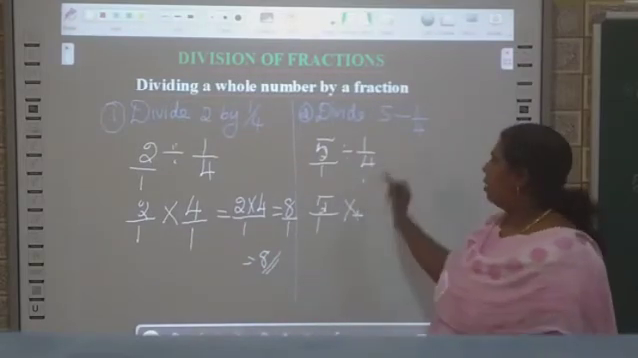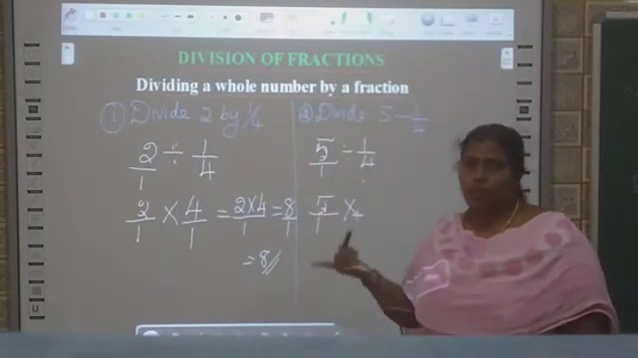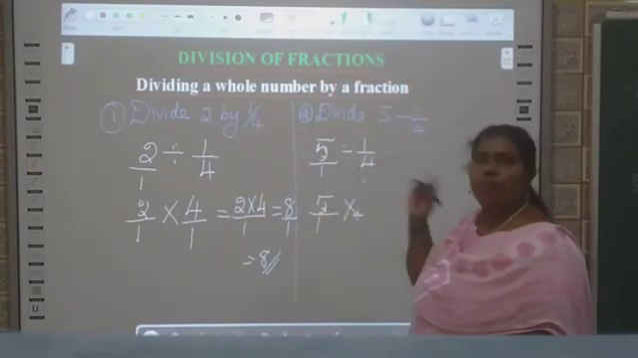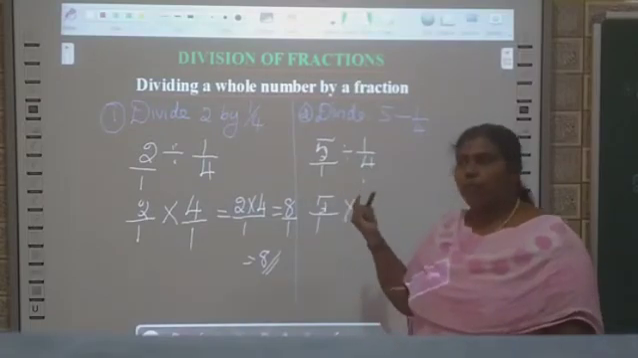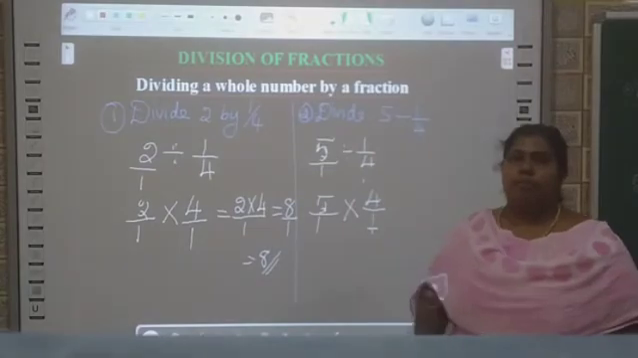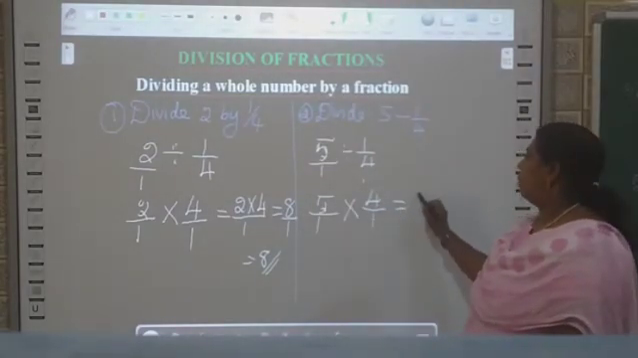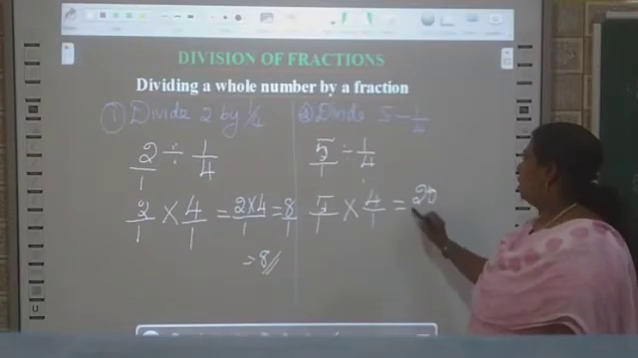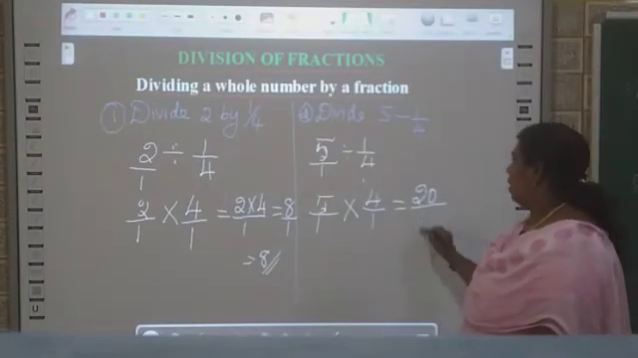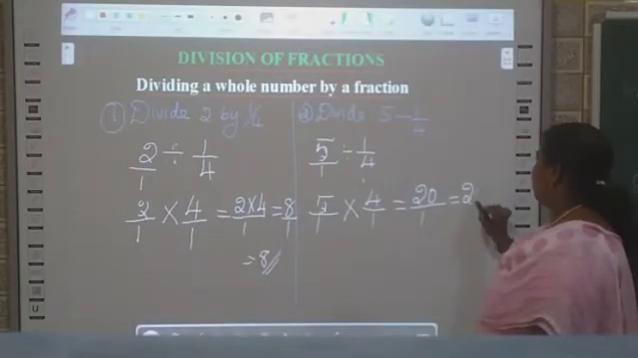Multiplication sign. Then the fraction also has to change, taking the reciprocal. The reciprocal of 1 by 4 is 4 divided by 1. Now multiply. 5 times 4 is 20, and 1 times 1 is 1 only. So the answer is 20.